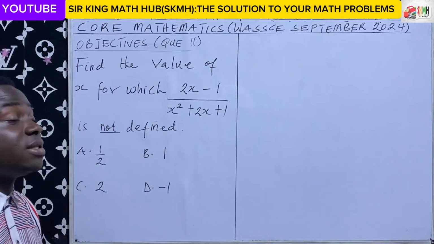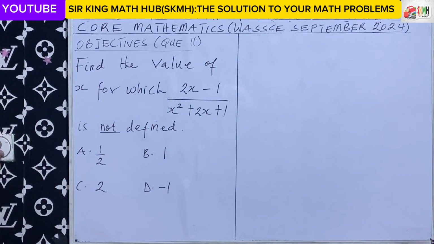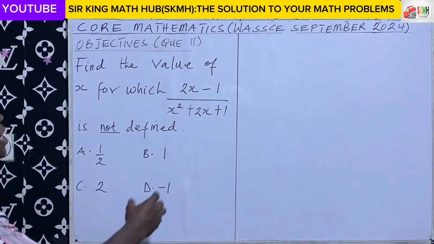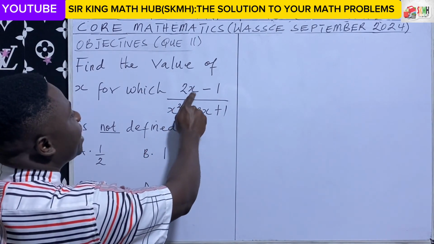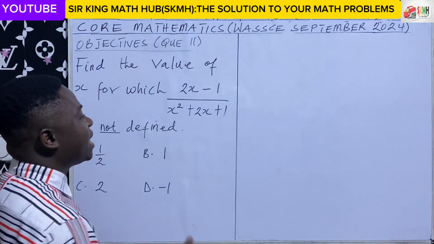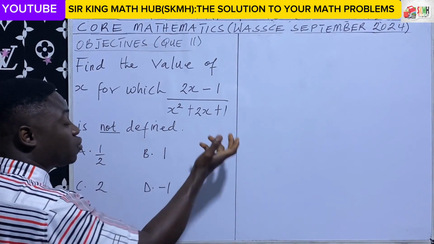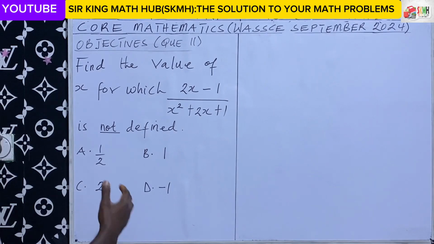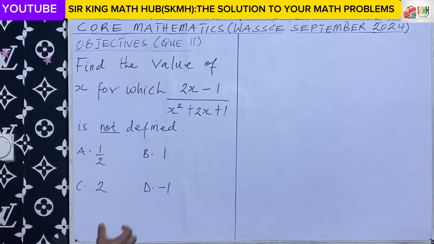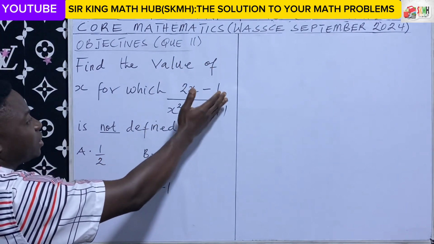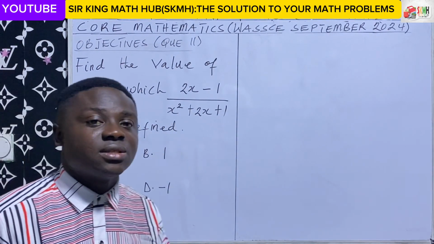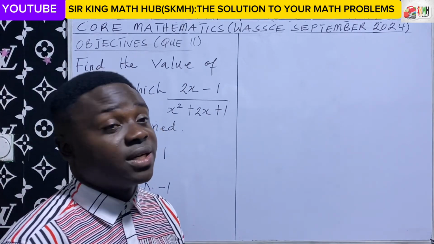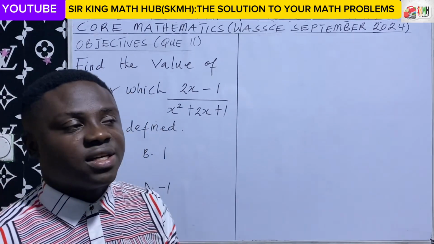So this is Core Mathematics, WASSCE September 2024, objective question number 11. So we have an algebraic fraction here. For this algebraic fraction, we have the numerator as 2x minus 1 and the denominator as x squared plus 2x plus 1. And we have to find the value of x for which this algebraic fraction here is not defined. In other words, you have to find the value of x that will make this algebraic fraction undefined.